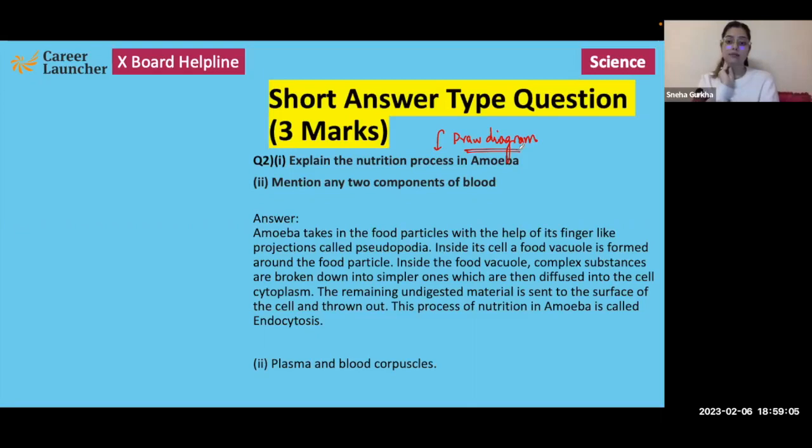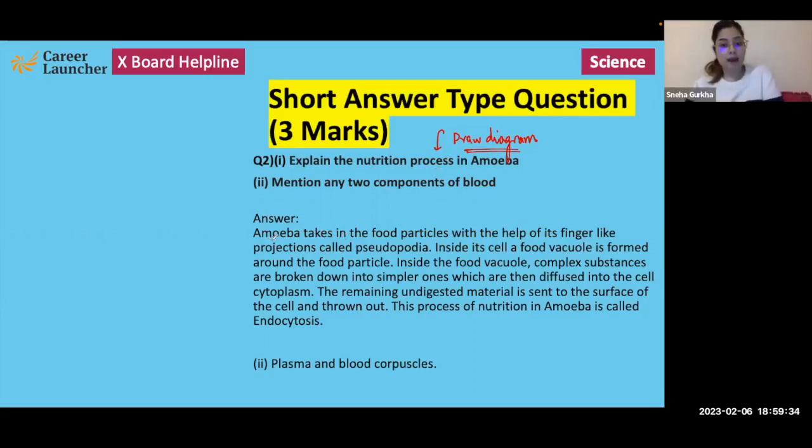But the question is not framed in that manner. But again, as I've already mentioned, there's no harm in drawing a diagram if you have time in your hands, and if you feel like you can explain an answer better by using a diagram, you might as well draw it. So the first part of the question says, explain the nutrition process in amoeba.